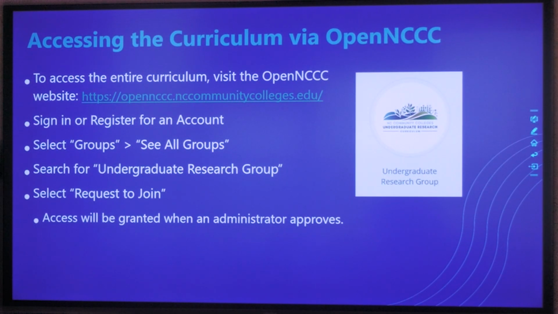So to access the curriculum via the OpenNCCC website, you'll visit the website. If you have an account already, sign in. If not, make sure that you register for an account. At this point, you will, at the top, select Groups, see All Groups, and then search for Undergraduate Research Group. You'll click Request to Join, and then access will be granted once an administrator approves your request.